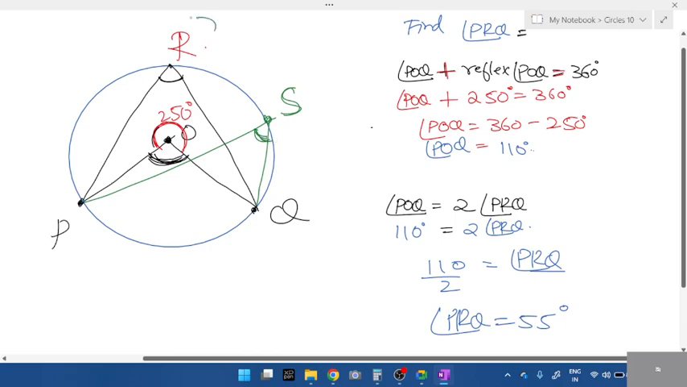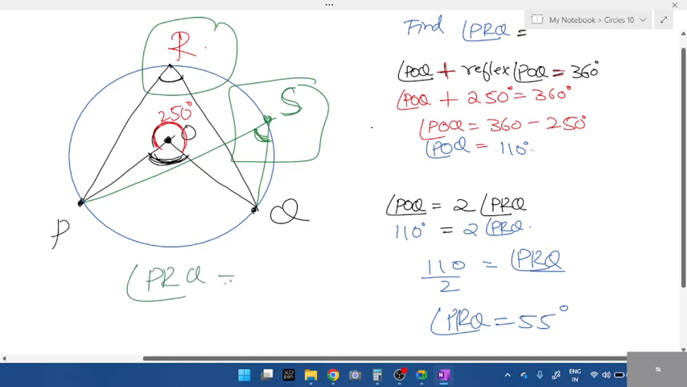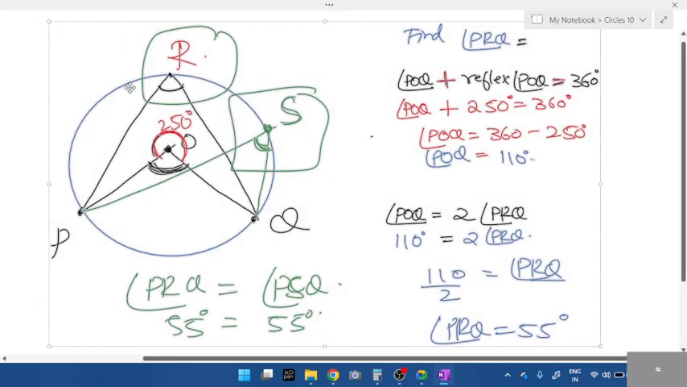Both angles are on the circumference, right? So both are equal. What are the two angles? Angle PRQ should be equal to angle PSQ. If PRQ is 55, how much is angle PSQ? 55 degrees. This is the concept of the first theorem, second theorem, and reflex angle. Shall we try the next one?